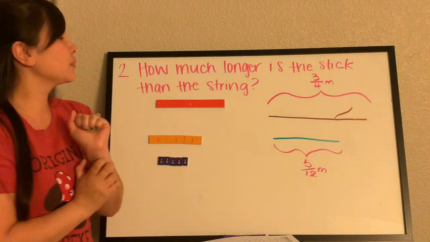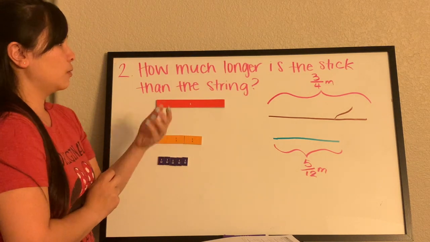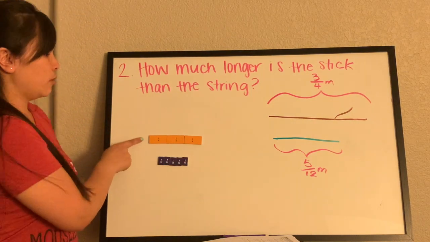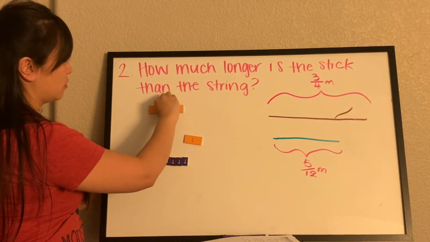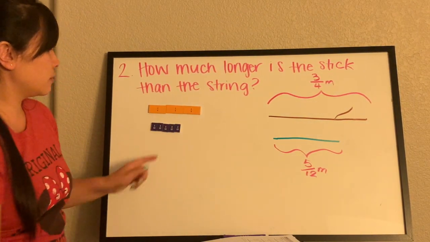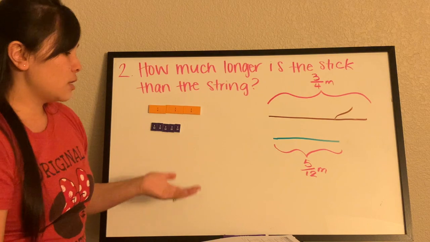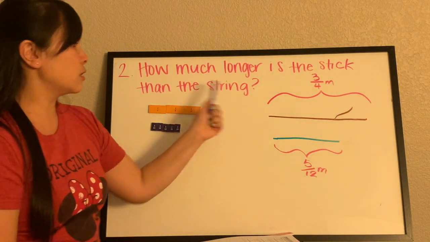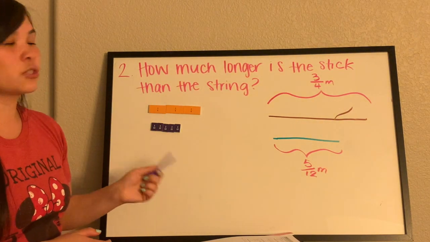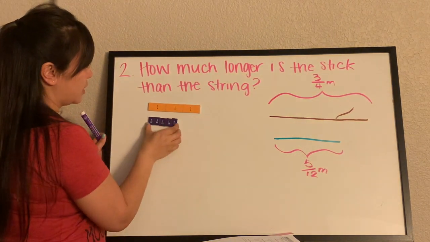So question number 2. How much longer is the stick than the string? So again, we have 3/4, and then we have 5/12, right? 3/4 is the stick, and 5/12 is the string. So how much longer is the stick compared to the string? So you put this together, and then we can visualize this.